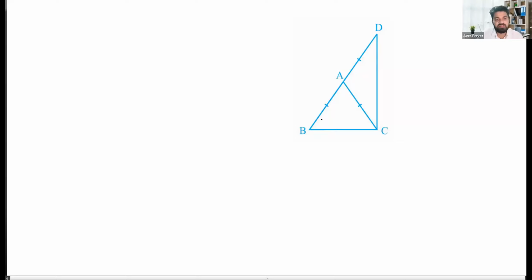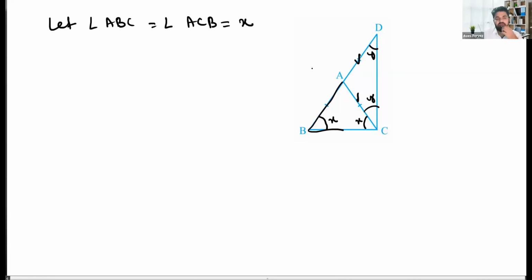So let me write this. Whatever the value of this angle, let it be x. So this will also become x. And if this is y, then this angle will also become y. Why? Because we have AD equal to AC, so in this triangle this side is equal to this side, and this angle will also become equal to this angle. So you will write: let angle ABC equal angle ACB equal to x, because ABC is an isosceles triangle.